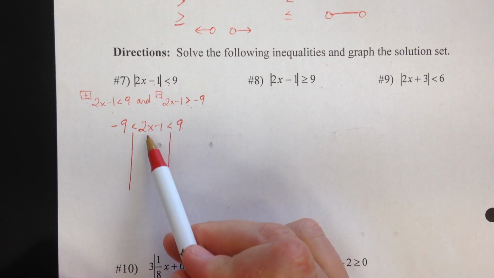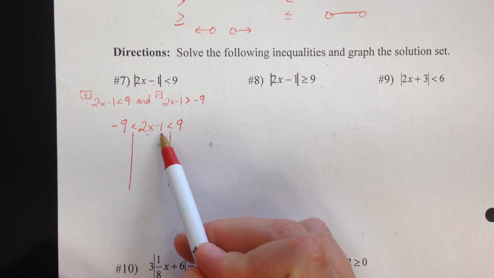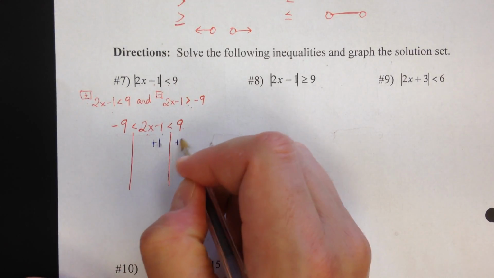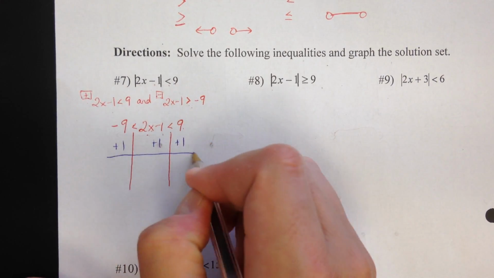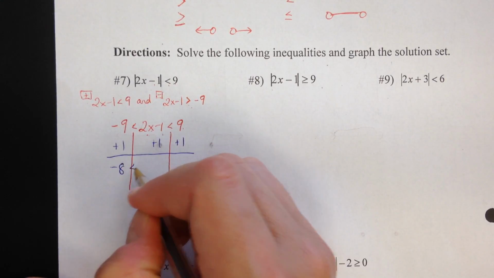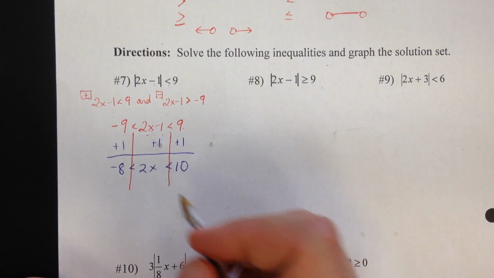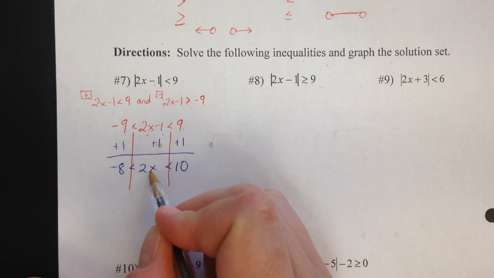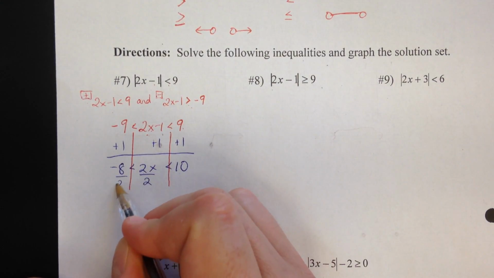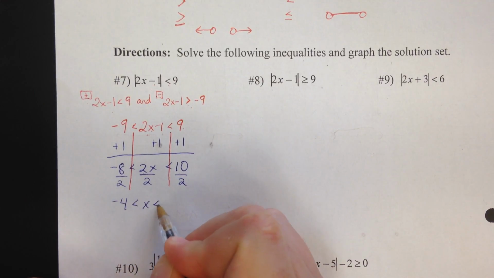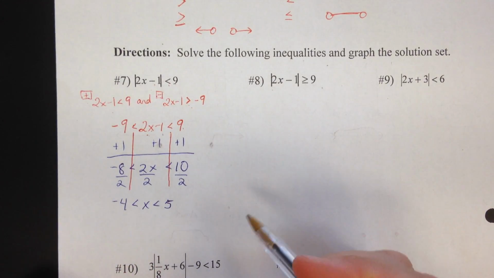So to solve this, I want to get the x by itself. So I'm going to move the negative 1 first. So let's go plus 1. And we get negative 8 less than 2x less than 10. And then I'm going to divide by 2. That's 2 times x, so I'm going to divide by 2. And we get negative 4 less than x less than 5.